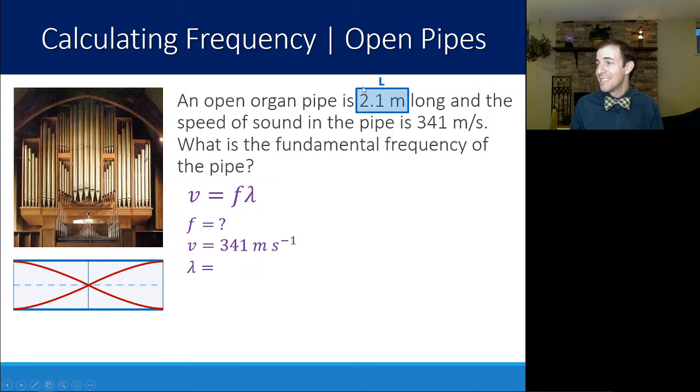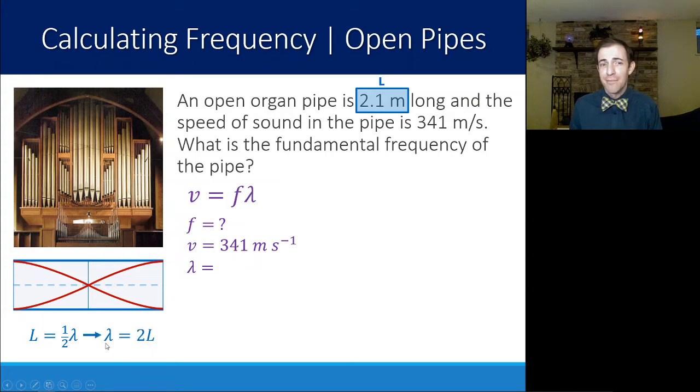So this is L, it's not lambda, it's not the wavelength. Instead, we know that L is equal to half of a wavelength because there's half of a wave that fits inside this first harmonic, this fundamental frequency of an open pipe. So if I know that that 2.1 meters is L, I can solve this for lambda and then get a little farther in calculating my frequency.